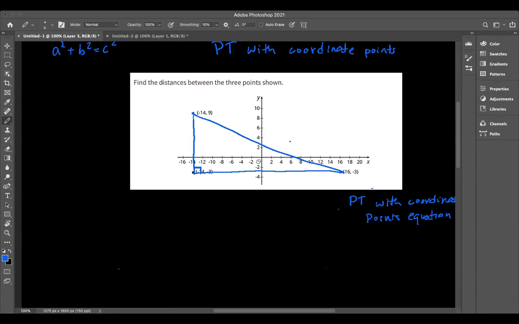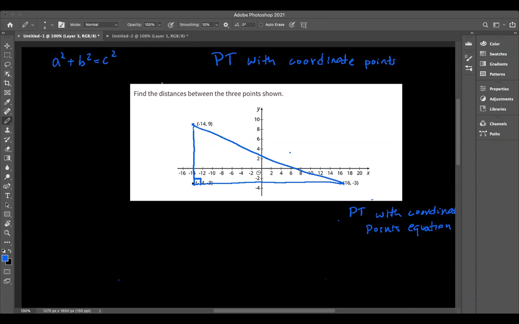This time I'm doing it on the Pythagorean theorem with coordinate points. We talked about the Pythagorean theorem last week, and that it's only with right triangles, and if we have the lengths of both sides, the legs, we can find the other missing side. So we knew what the equation was: a squared plus b squared equals c squared.